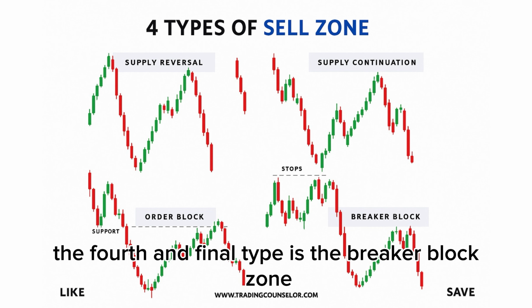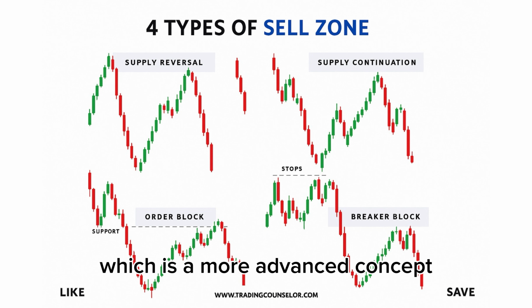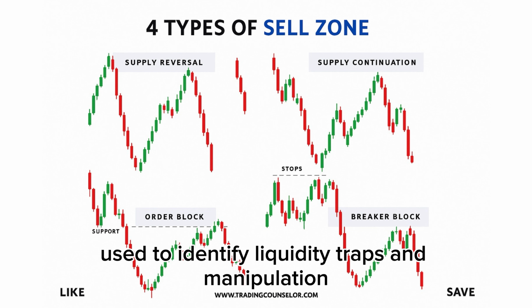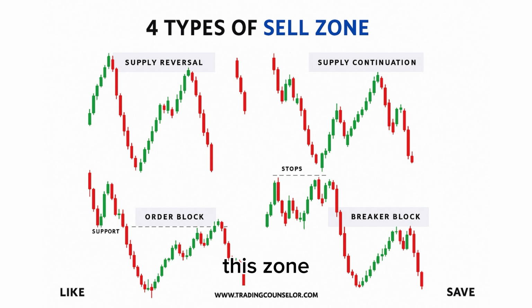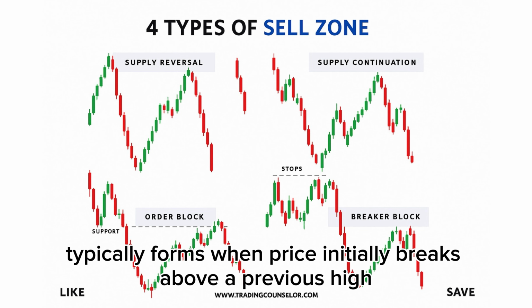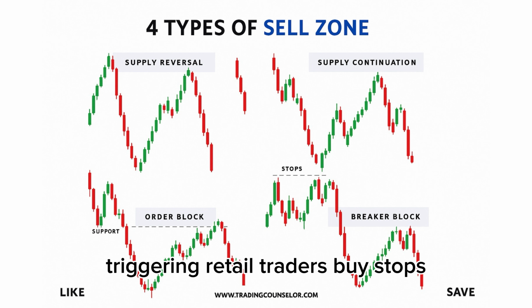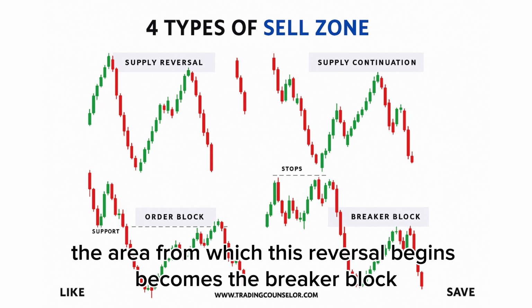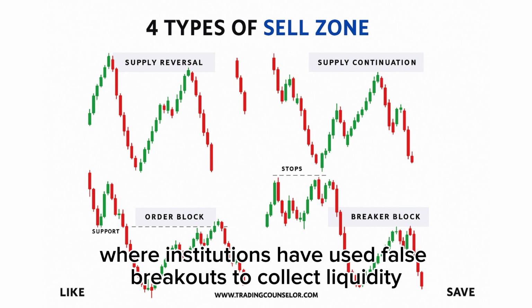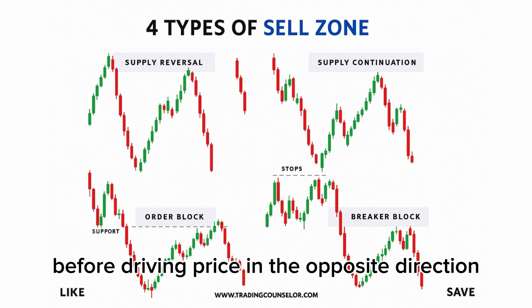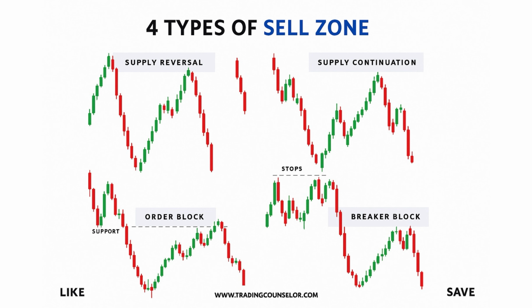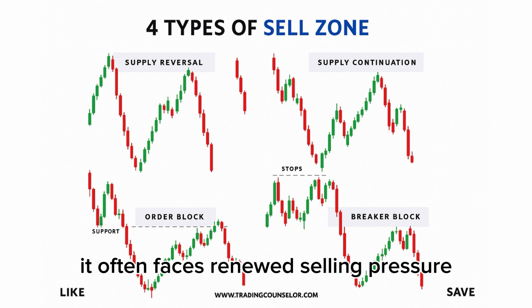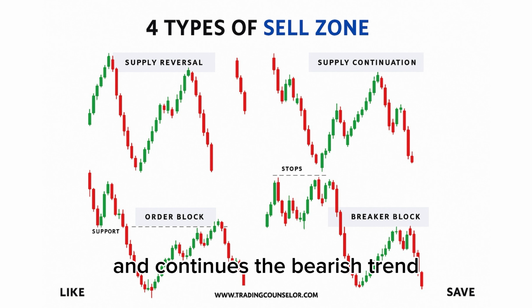The fourth and final type is the breaker block zone, which is a more advanced concept used to identify liquidity traps and manipulation. This zone typically forms when price initially breaks above a previous high, triggering retail traders' buy stops, indicated as stops in the chart, and then quickly reverses downward. The area from which this reversal begins becomes the breaker block, a zone where institutions have used false breakouts to collect liquidity before driving price in the opposite direction. When the market revisits this breaker block, it often faces renewed selling pressure and continues the bearish trend.